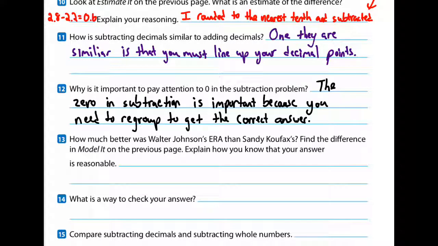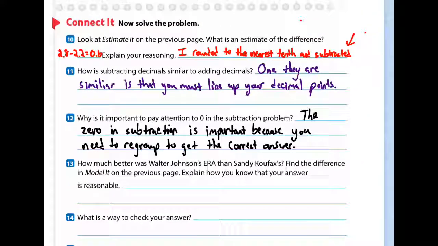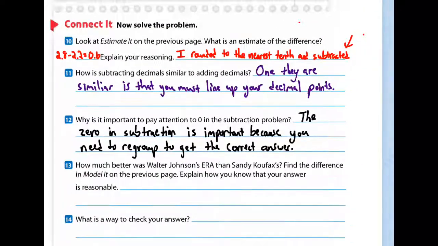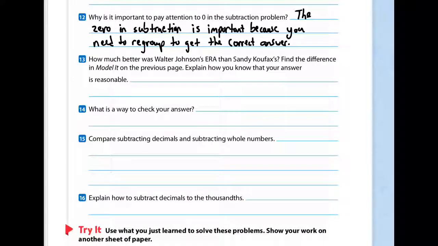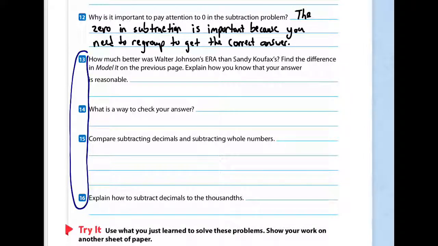Again, you don't need my exact words, but your answer should say something about how the 0 is needed. It should have something to do with regrouping. If your answer doesn't have that, you want to change it in your own words. Okay, remember, you can pause the video if you need to make any corrections. Now, next thing you're going to do is 13 through 16 on your own. Pause the video, do those 4 problems, and restart it when you're done. Go.